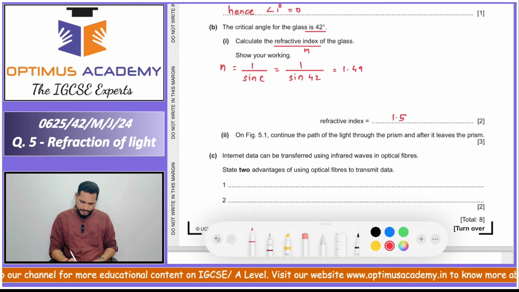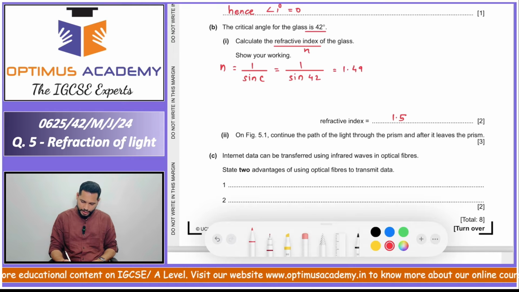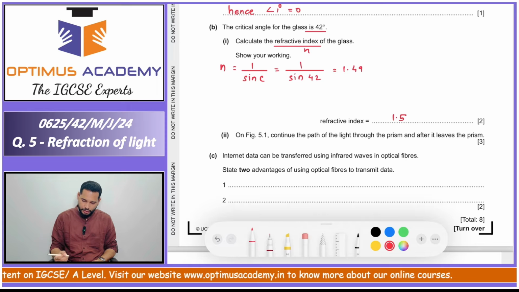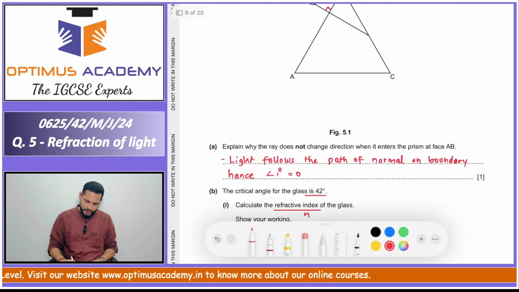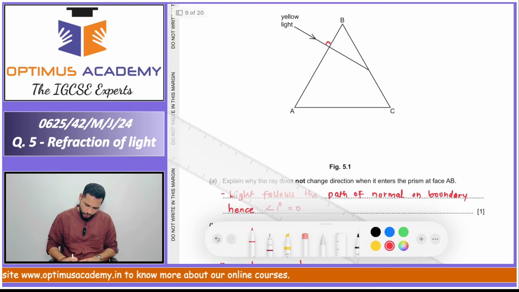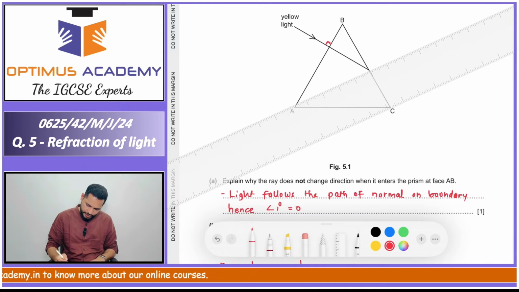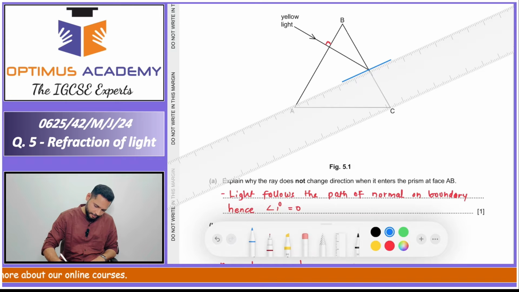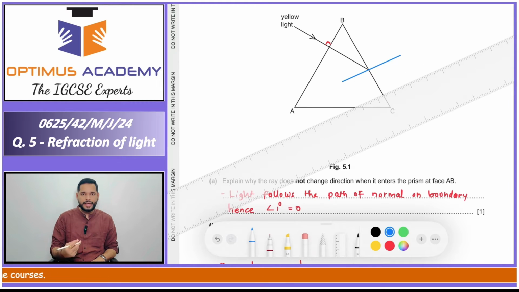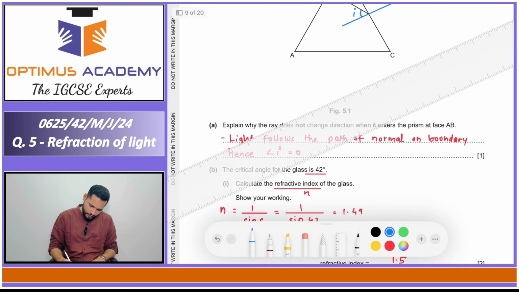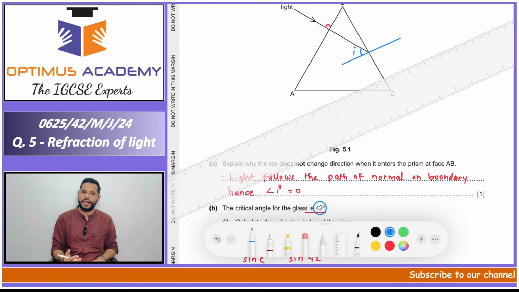Question C says that on figure 5.1, continue the path of the light through the prism and after it leaves the prism. Now what we need to do over here is first we have to draw a normal to the boundary BC where the light is touching BC, something like this. Then we have to measure the angle of incidence over here. If I measure this angle of incidence, it is going to be greater than the critical angle which is given to us, and the value for that is 42. So if this angle I is beyond 42, I know that the light here is going to be internally reflected.